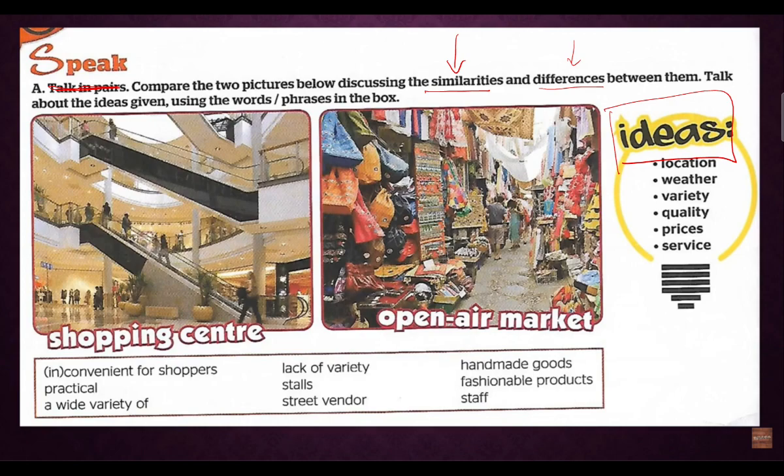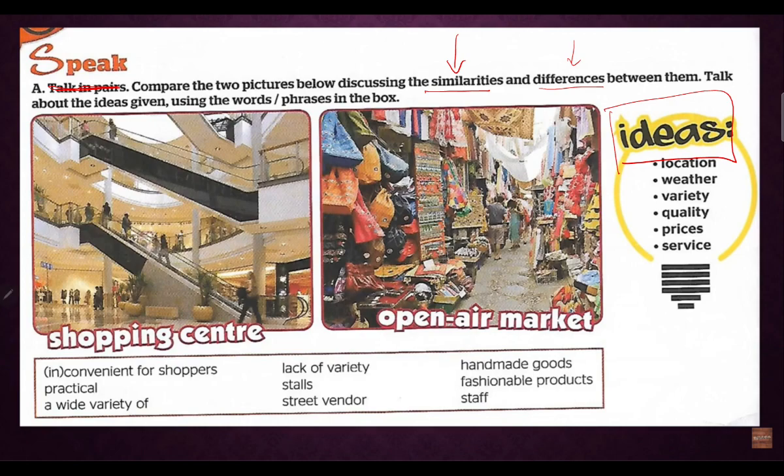However, an open air market is normally located in slightly crowded areas, right? And it is difficult to find parking space, and then it is very narrow and quite difficult to walk around, right? So that is the location of an open air market.